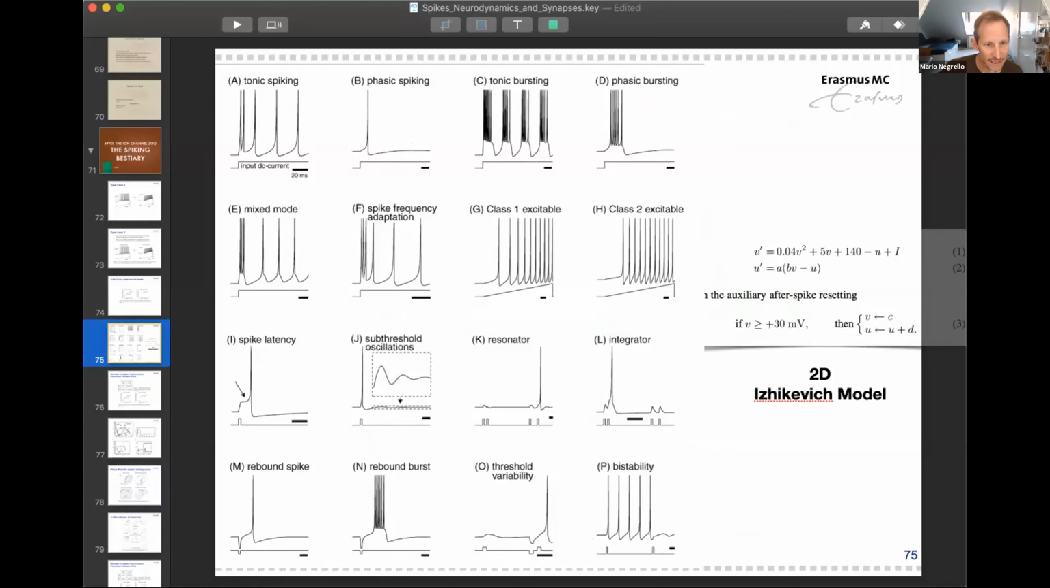So let's see here, the spike latency. This is the I variable that we were talking about here. In a saddle node bifurcation, you can see spikes with long latency.